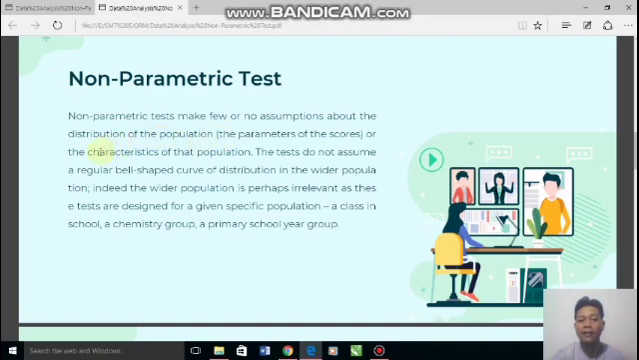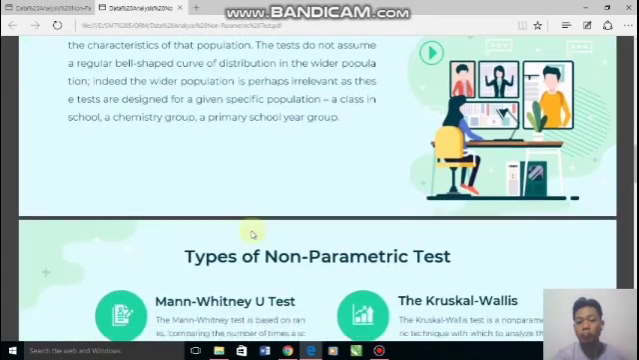or the characteristics of that population. The test does not assume a regular bell-shaped curve of distribution in the wider population. Indeed, the wider population is perhaps irrelevant, as these tests are designed for a given specific population: a class in school, a chemistry group, a primary school year group.